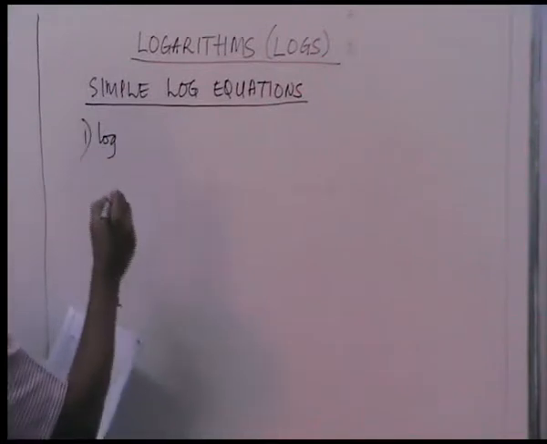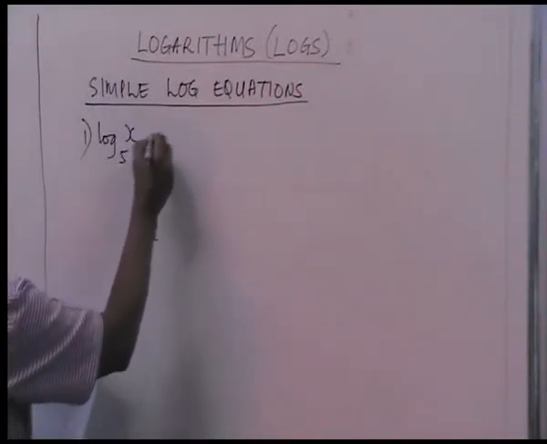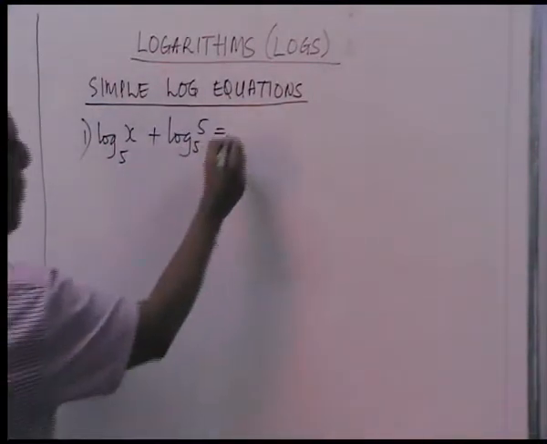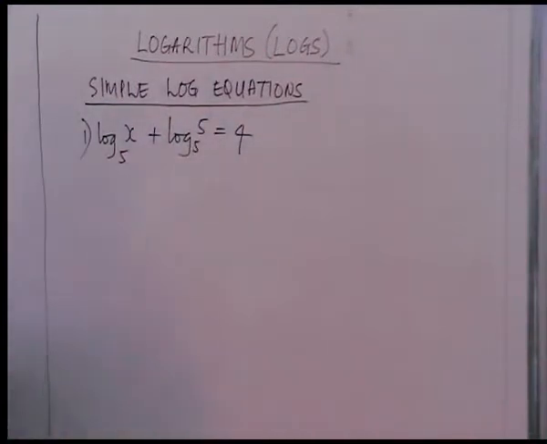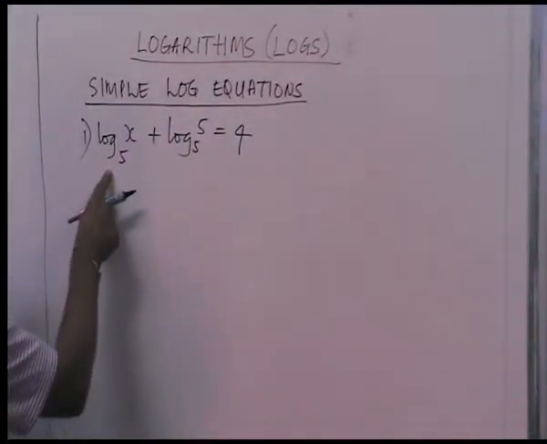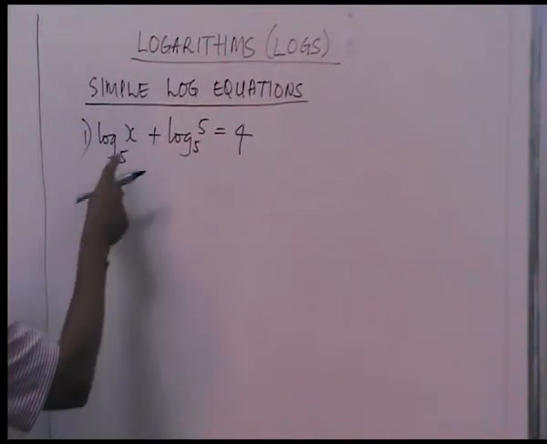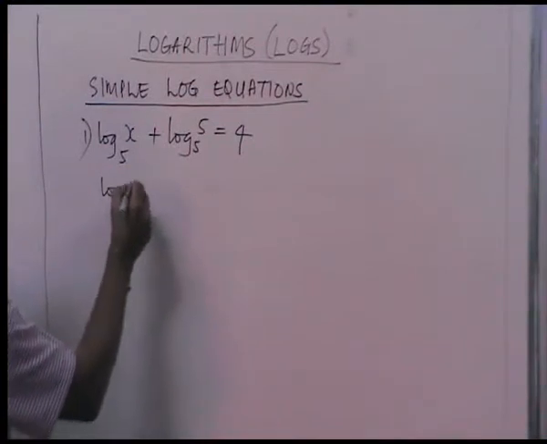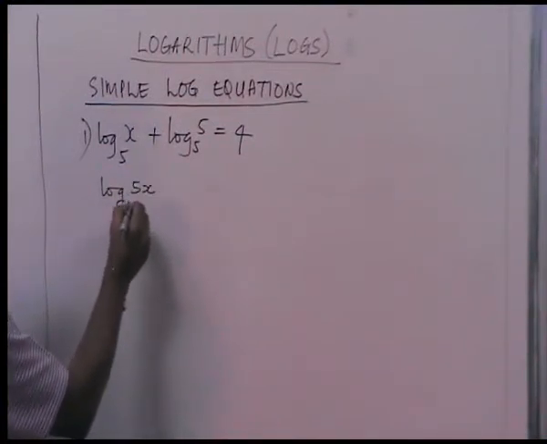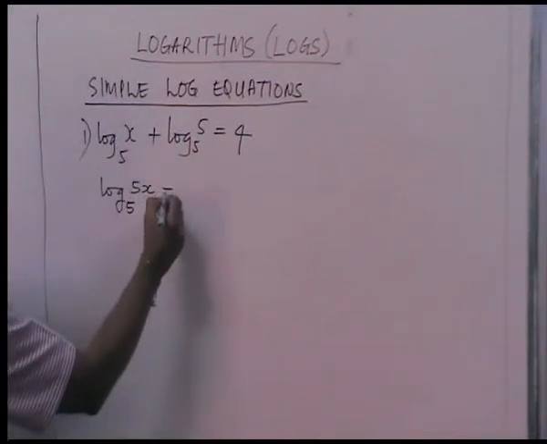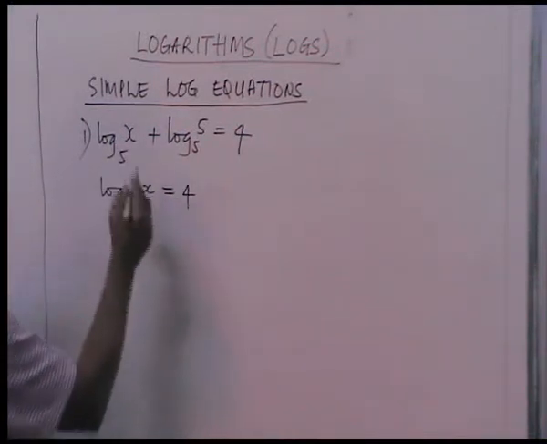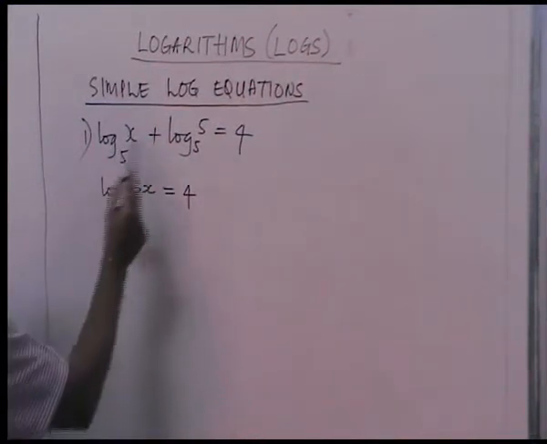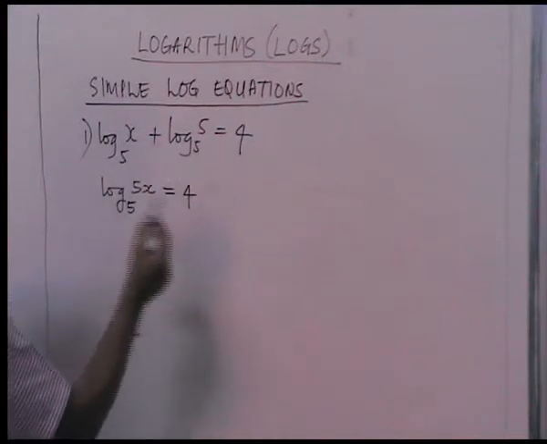Log of x to the base 5 plus log of 5 to the base 5 is equal to 4. So one way to do this is to say log 5x to the base 5 is equal to 4. See, I'm using the log a plus log b law. So according to that law, the bases are the same, I can multiply those two.